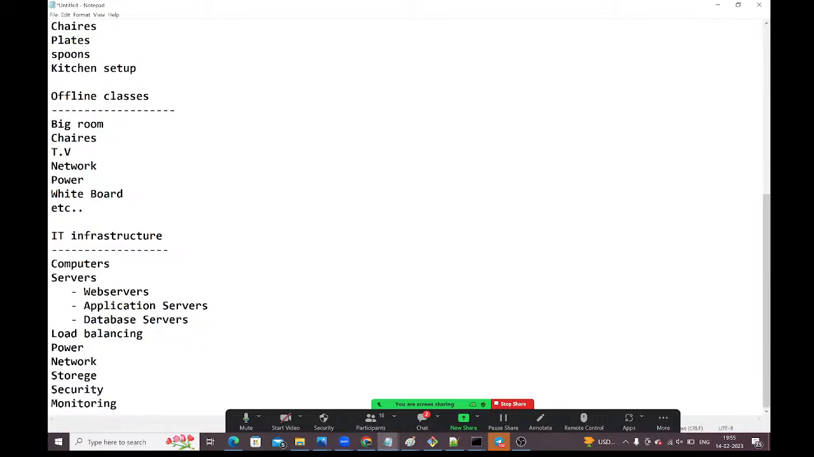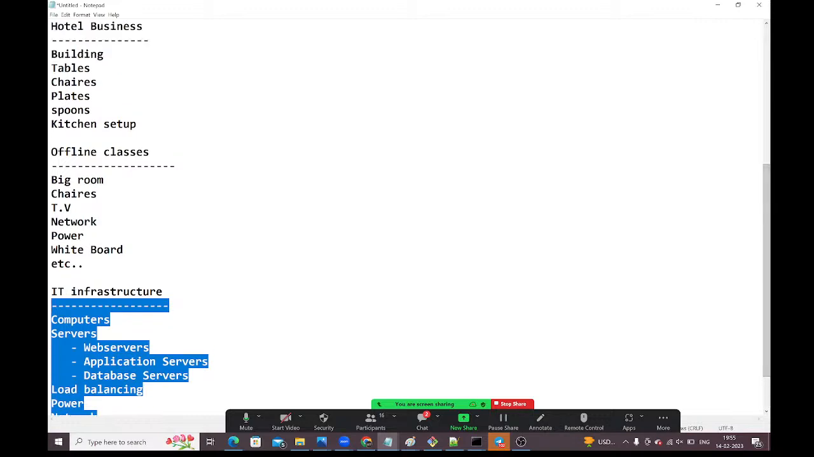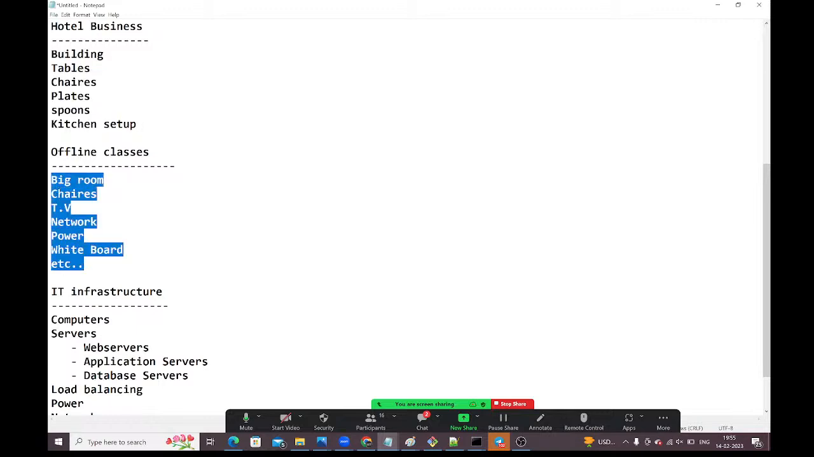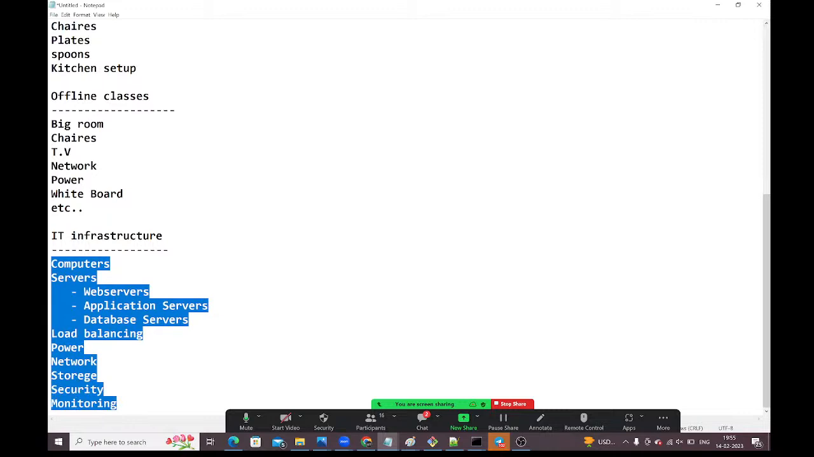All these things are required: computers, servers, load balancing, power, network, storage, security, monitoring, to set up the IT infrastructure. Is it clear, guys? Total infrastructure means these things are required. IT infrastructure means these things we required.